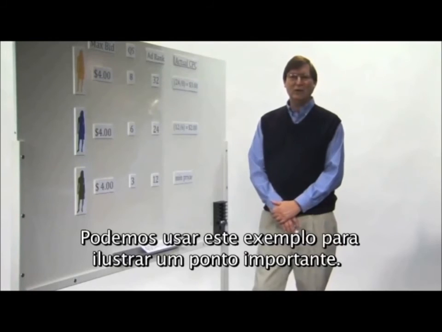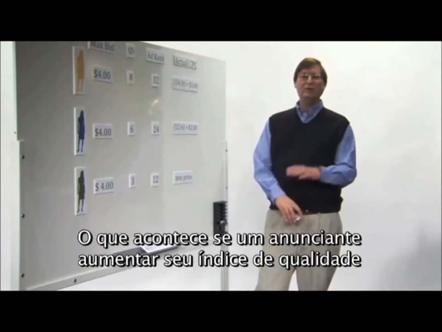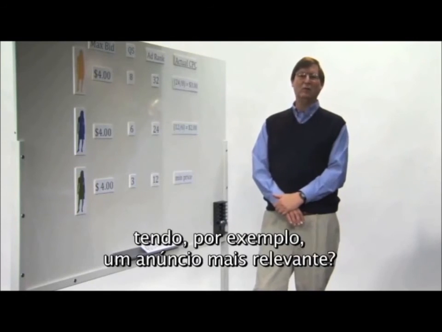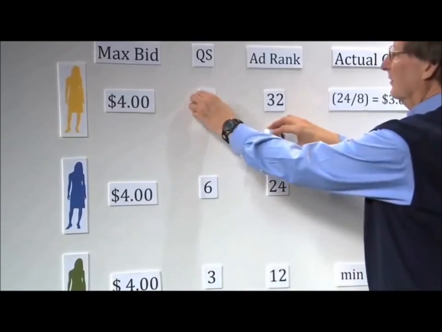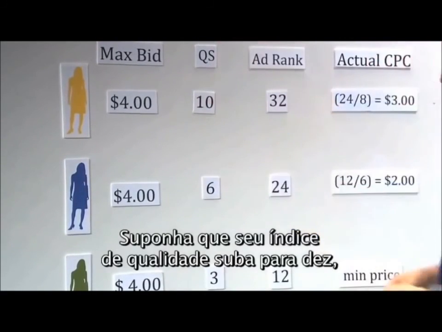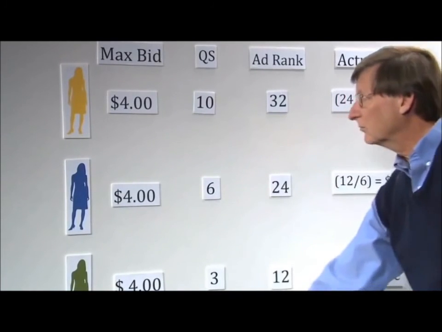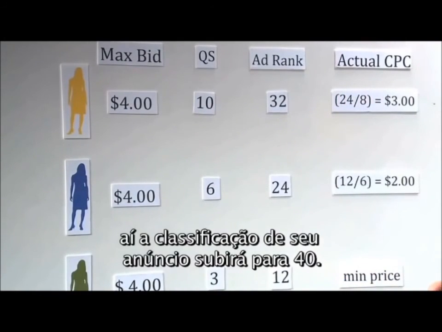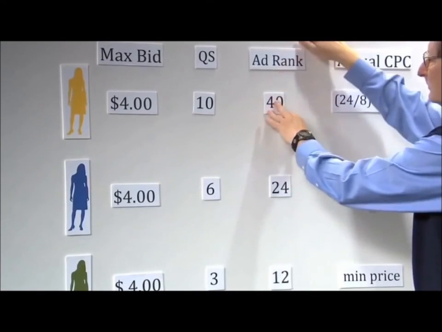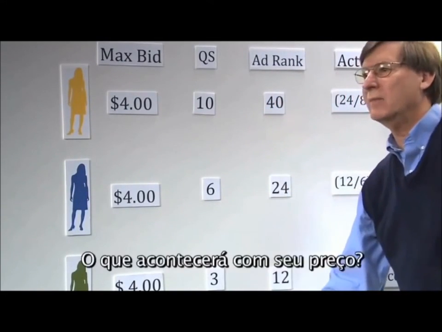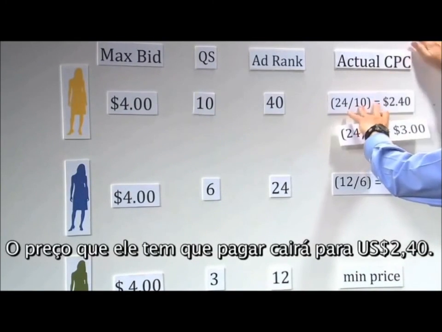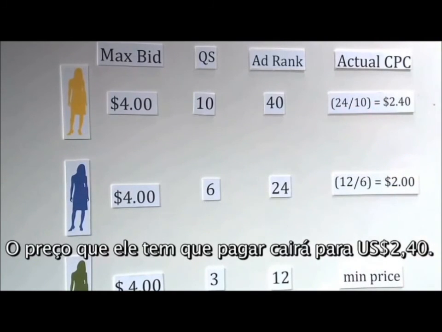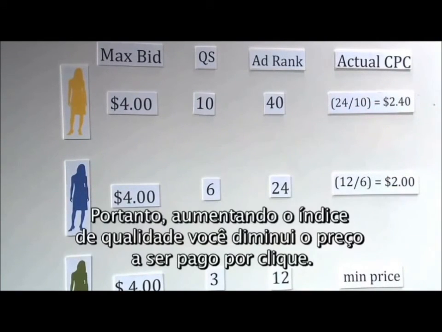We can use this example to illustrate an important point. What happens if an advertiser increases their quality score by having, for example, a more relevant ad? Well, take advertiser 1. Suppose his quality score goes up to 10. Then his ad rank is going to go up to 40. What happens to his price, the price that he has to pay per click? That goes down to $2.40. So by increasing your quality score, you can decrease the price that you have to pay per click.